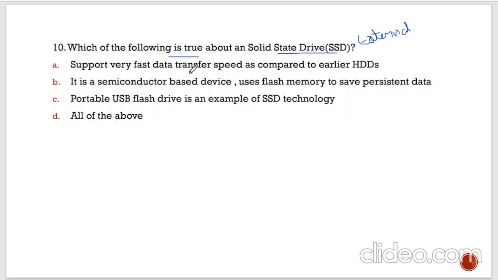It supports very fast data transfer speed as compared to earlier HDDs, that is hard disk drives. Hard disk drives are also external memory devices. Second option, it is a semiconductor based device that uses flash memory to save persistent data. Here we got the term flash memory. Portable USB flash drive is an example of SSD technology. Yes, this is an example of solid state drive. One of the best examples of solid state drive is the USB flash drive or USB memory stick.